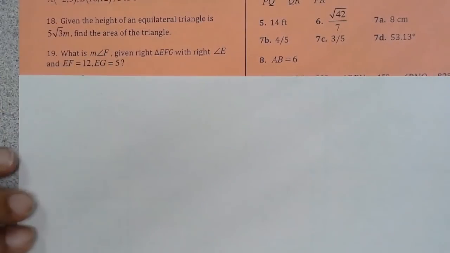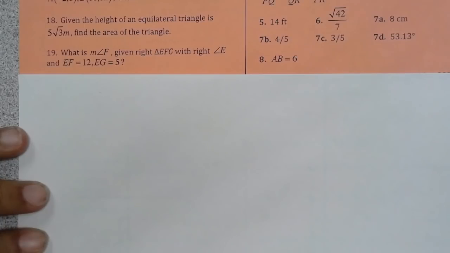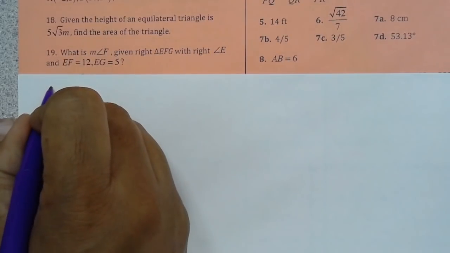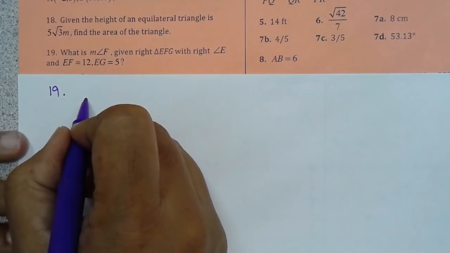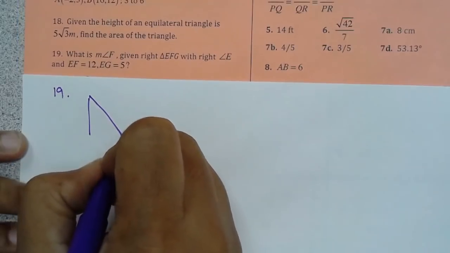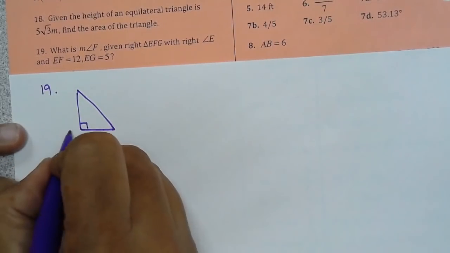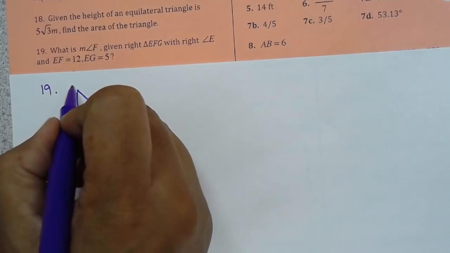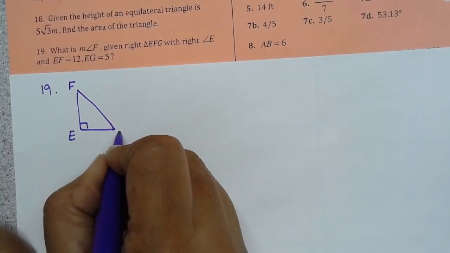Number 19. What is angle F, given that we have a right triangle EFG where the right angle is at E and EF is 12 and EG is 5? So let's draw ourselves a picture. Drawing something out helps us give a visual. We know the right angle is at E. So F and G, it doesn't really matter. I'm going to go ahead and put F there, and then G is that.